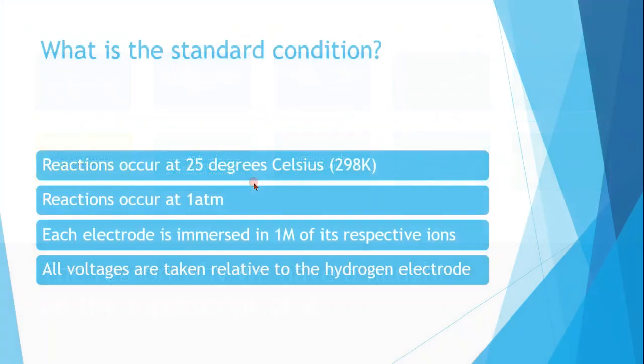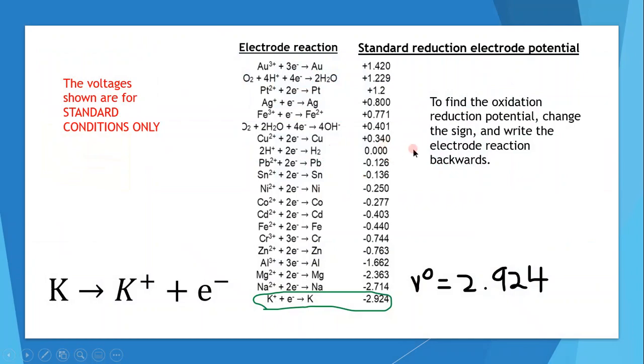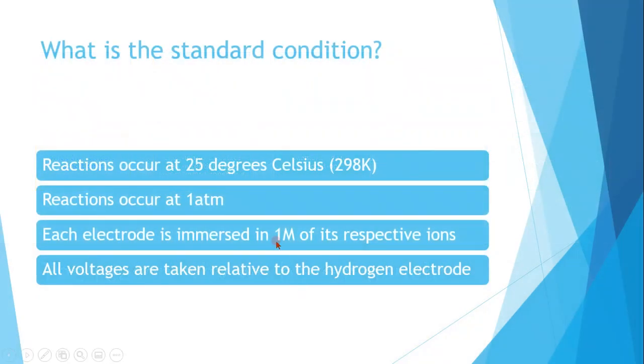So what is the standard condition? I've been mentioning it a lot. In order to measure the relative activity of electrodes and metals, we need to take them relative to the hydrogen electrode, or that's what scientists decided to do. So all those voltages you see, they're relative to the hydrogen electrode. If you see here, hydrogen is 0, because hydrogen to hydrogen is just 0.